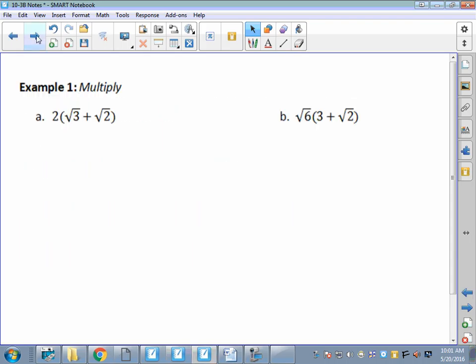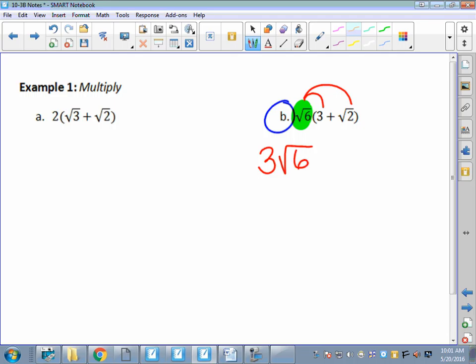Let's do example B, 1B. I don't know why I lettered these. So do I have to FOIL or am I just looking at distributive property? This square root of 6 is sitting out in front of the parentheses, right? So this is the thing that gets multiplied by everything inside the parentheses. So what is a square root of 6 times 3? Well, they're both separate. The 6 is under the radical, the 3 is not. So 3 square roots of 6. Always write the number first, the radical second, because then we don't get confused what is under and what isn't.